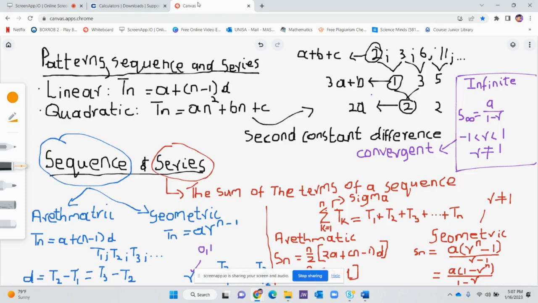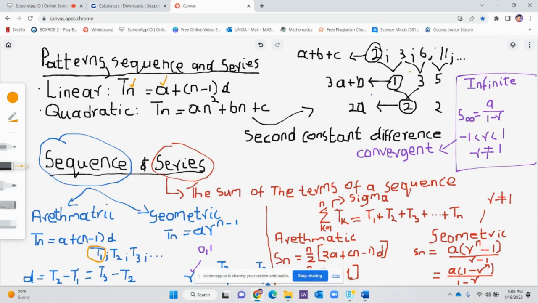Okay, now for grade 12, pattern, sequence, and series. All right. So in grade 10, you learned about your linear terms, and the formula was Tn equals A plus (n minus 1) times D. We learned that Tn was the general term, n was the position where the term is, A was the first term. So if your terms were T1, T2, and T3, your A will be T1, the very first term.